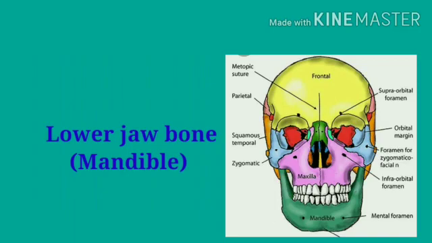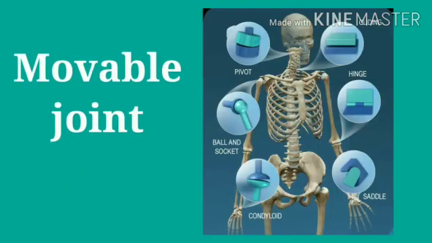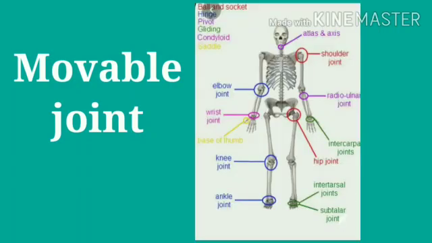Look at the dark green colored bone in this skull. It is called mandible. Its common name is lower jaw bone. This is the only bone in the skull which moves when we speak and eat food. The joints that allow movement of bones are called movable joints. Depending upon the type of movements, these joints are of 6 types. We will discuss 4 of them now.